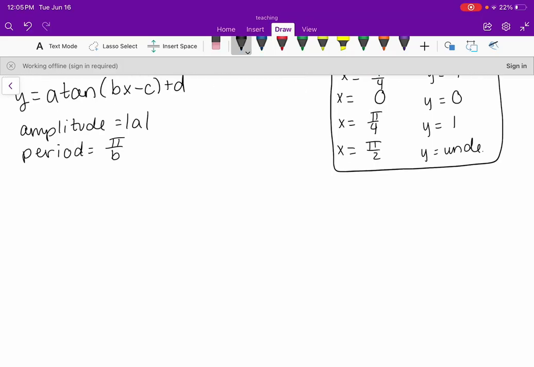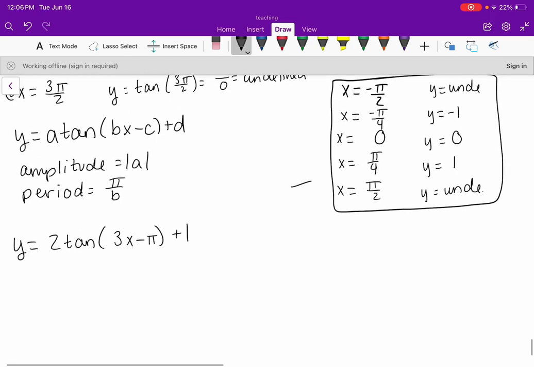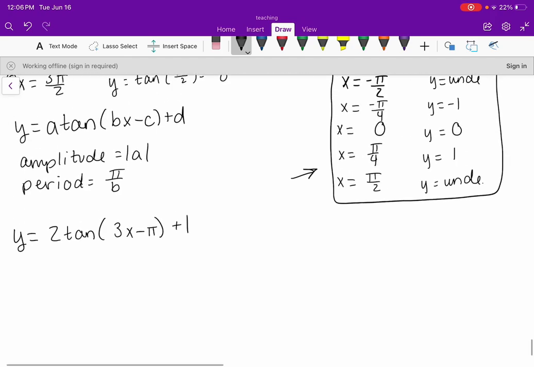So let's go ahead and do an example of tangent. With tangent, I'm going to do 2 tangent, let's do 3x minus pi plus 1. I'm going to use these as my original points for a moment. I want to try these out and see how you guys react to these. Sometimes when I've done this section in previous classes, I'm still trying to figure out a way that really connects with the students. So maybe let's try using these points. Maybe it'll feel better.